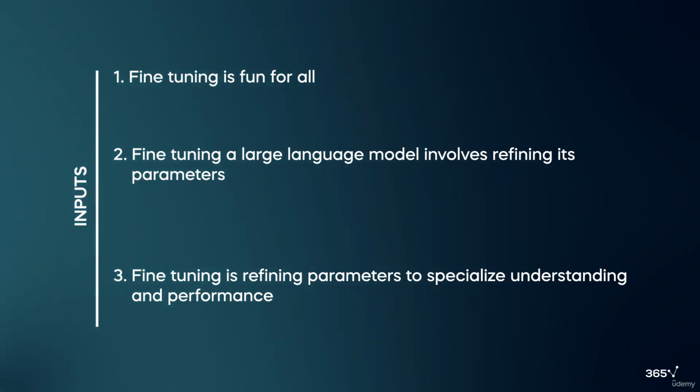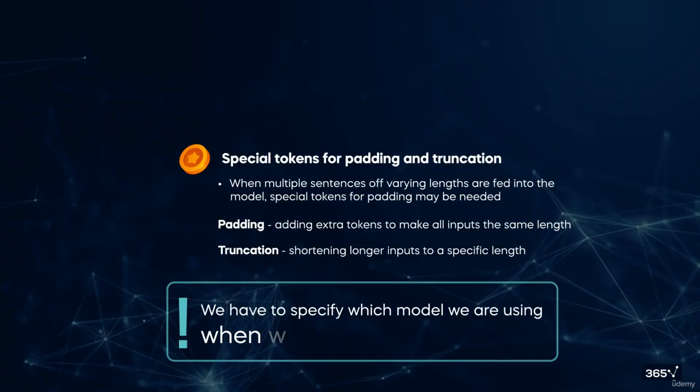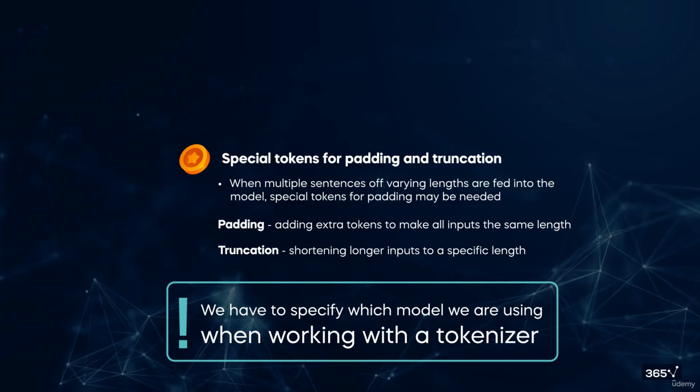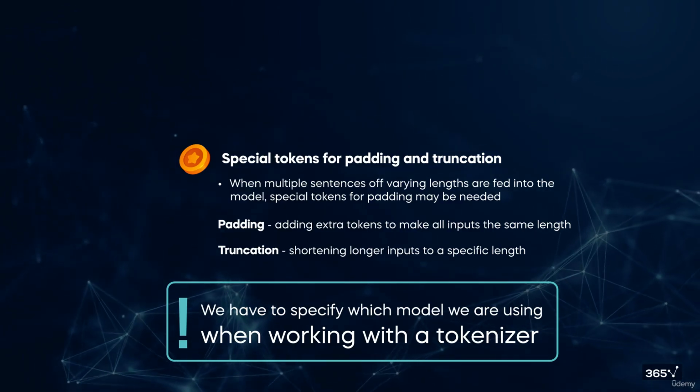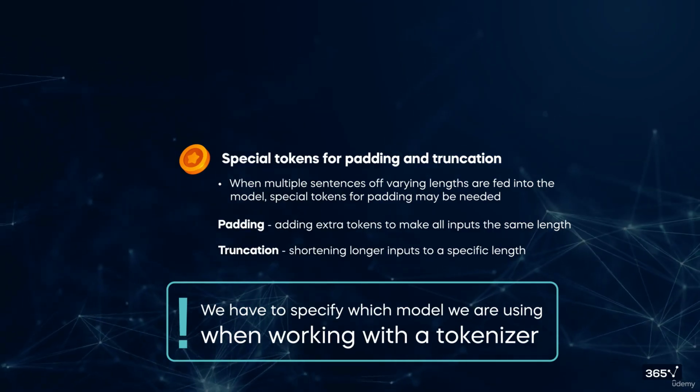Each model will have different requirements and uses when it comes to special tokens. That's why it's important that we specify which model we are going to use when we're working with a tokenizer, so it can ensure that it processes the text in the correct format for that model.